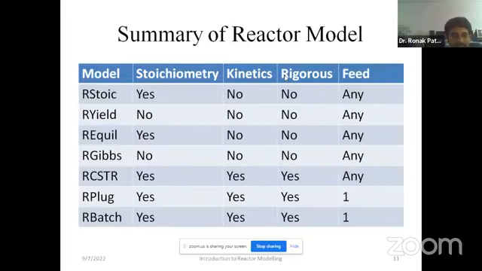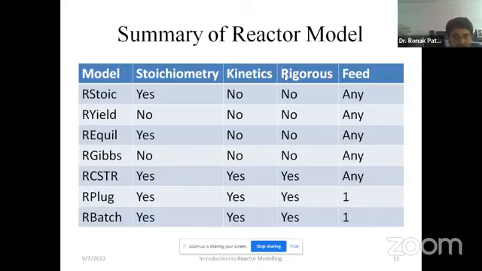Just summarizing this, RStoic and RYield do not consider the feasibility of a reaction. RStoic requires stoichiometry, not kinetics, and it is not a rigorous model, because it does not consider the thermodynamic feasibility. Any number of feeds can be introduced to RStoic. RYield does not require stoichiometry or kinetics, and it is also not a rigorous model.